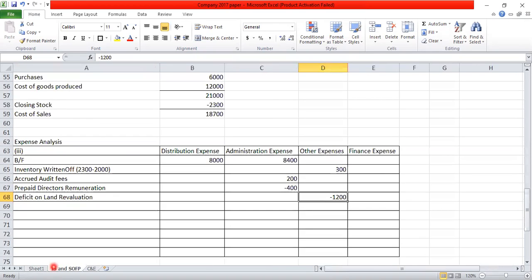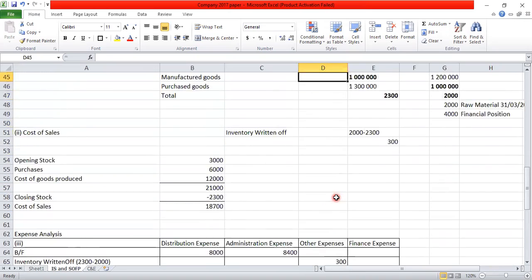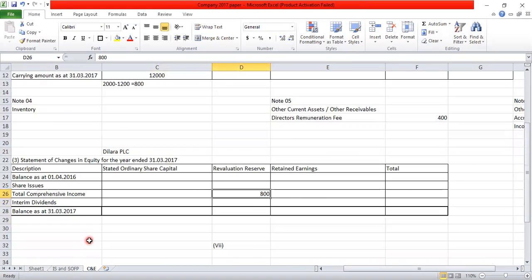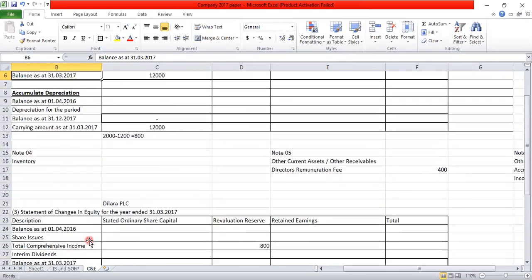Then I recorded under income statement, under expense analysis 1,200, the difference, the loss. And I also recorded the 800 again under profit for the period. Under that, I recorded changes in revaluation reserve. So these are the basic adjustments when it comes to revaluation reserve. So we have done with adjustment number 5. Let me move on to adjustment number 6.